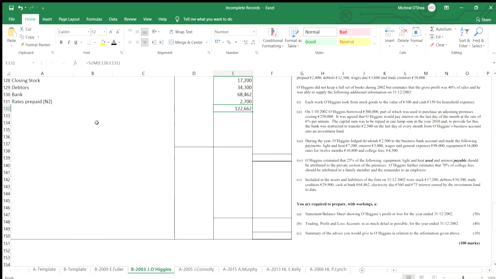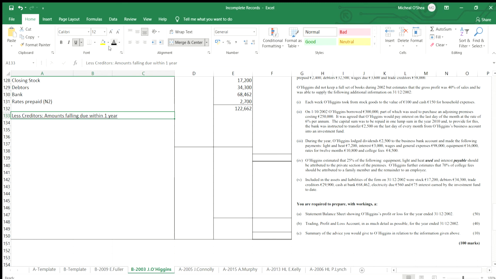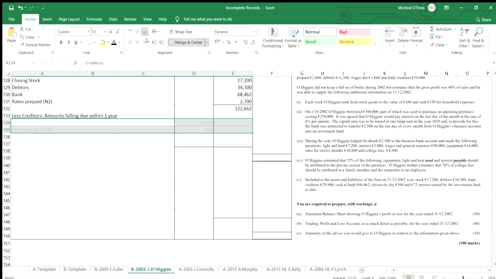Creditors, amounts falling due within 1 year, is my next heading. For that, I'm going to look at the bottom and find what my creditors are. I can see that I have trade creditors of 29,900, and I also have electricity due of 560. From the question, I know I haven't adjusted those two figures, so I can put them in as we see them, gotten from the bottom of the question.